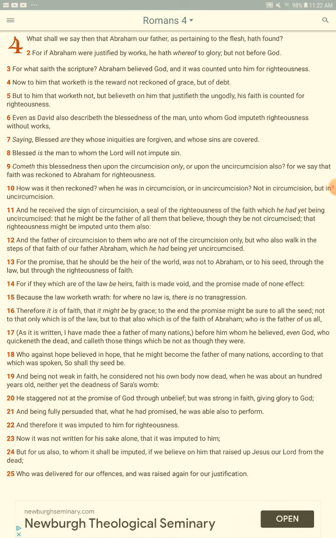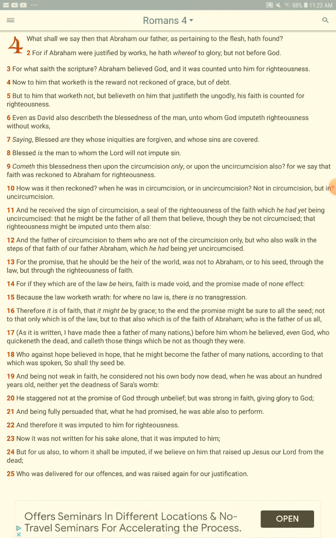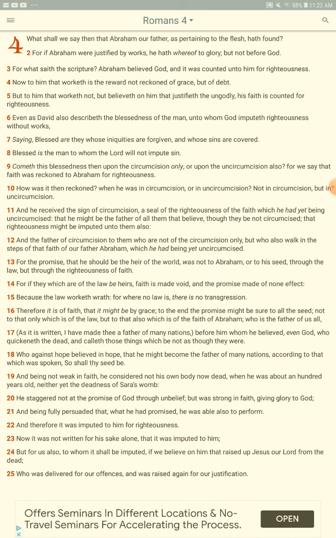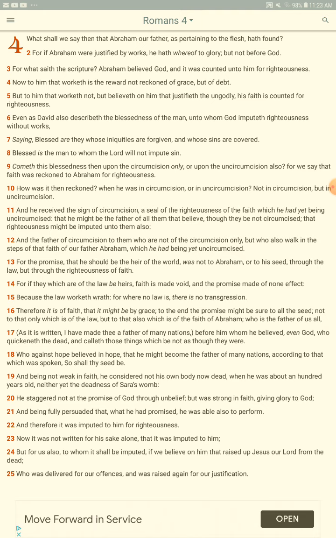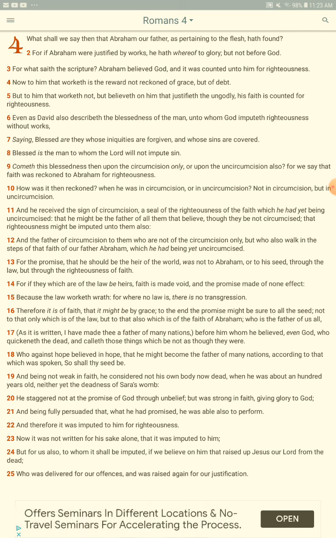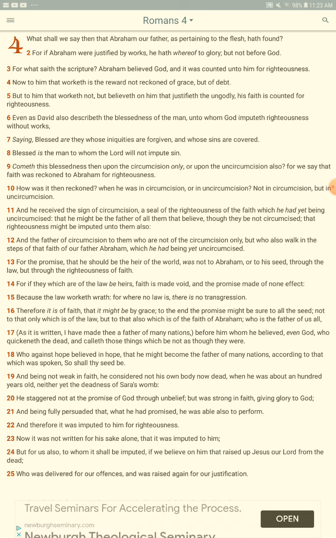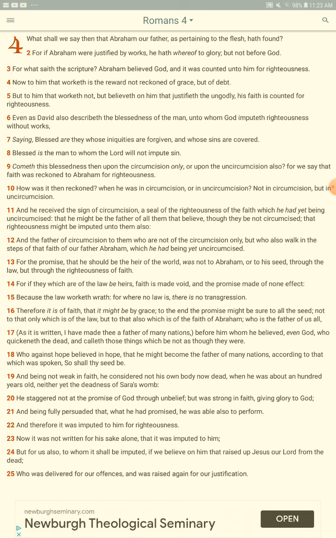17th verse. As it is written, I have made thee a father of many nations, before him whom he believed, even Yahweh, who quickeneth the dead, and calleth those things which be not as though they were. All right. Who against hope believed in hope, that he might become the father of many nations, according to that which was spoken, so shall thy seed be. All right, so this is pretty much letting you know that Yahushua had to be in that seed line, for him to be the father of many nations.